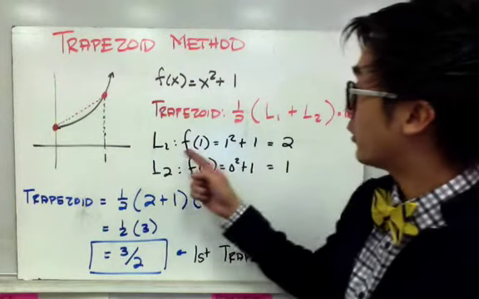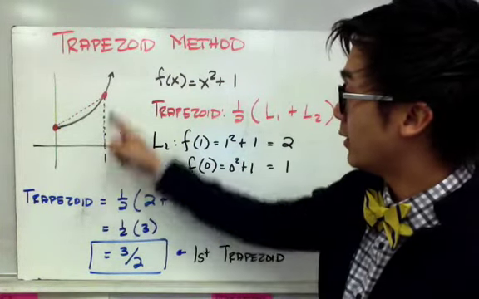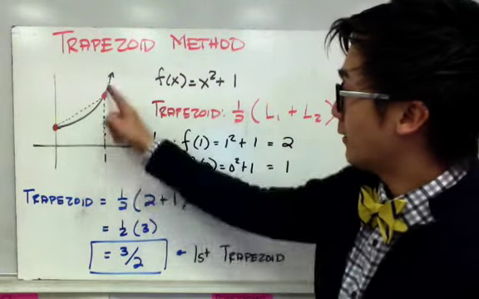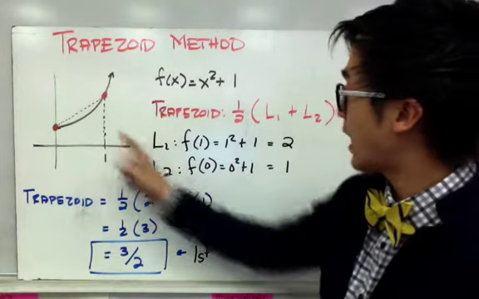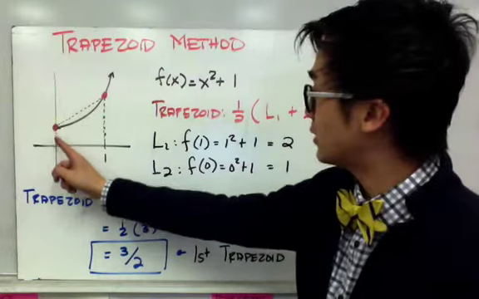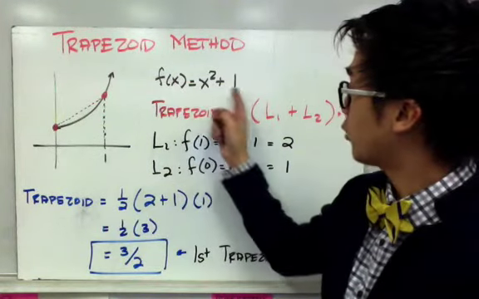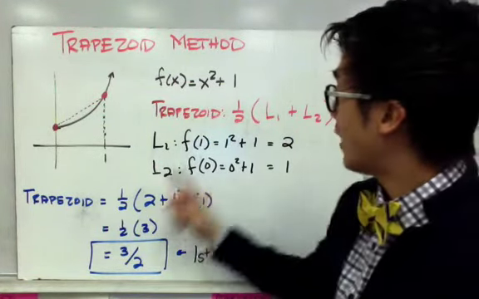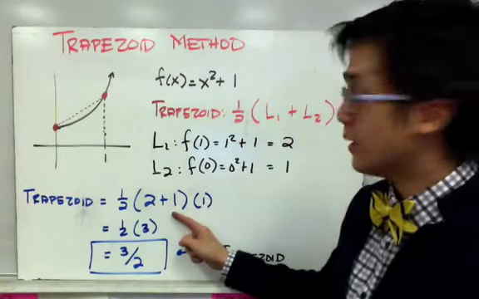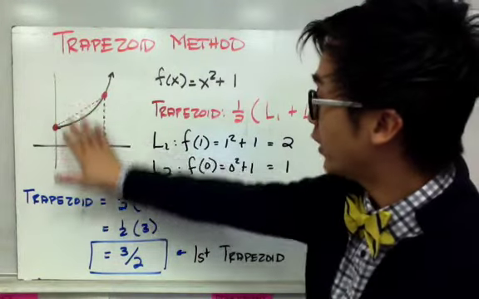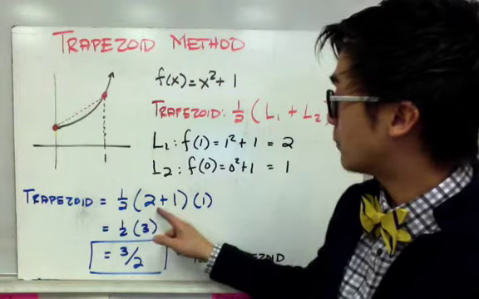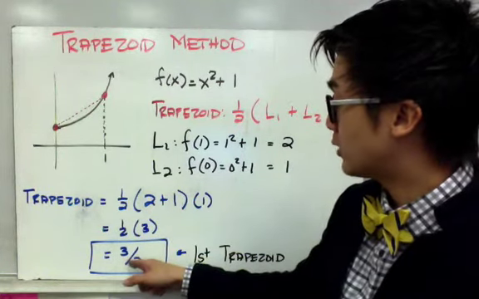So, para makuha yon, kunin nyo yung value nito, which is 1, use it in the function, which is 1 squared plus 1. So, yung length or haba ng ating first side will be 2. At yung haba naman ng ating second side, nag-start ka ng 0, 0 squared plus 1 is going to be 1. So, ang ating L1 will be 2, yung L2 will be 1. Then, plug it into the formula, yung first area ng inyong trapezoid will be equal to 1/2 times 2 plus 1 times 1, which gives you 3/2.